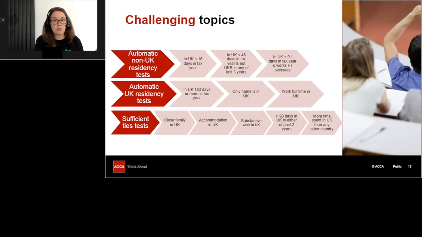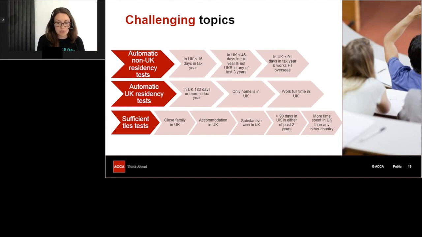Now, if you have gone through the automatic non-UK tests and nothing applied, and you went through the automatic UK resident test and nothing applied, only then do you worry about the sufficient ties tests, which you're going to have to memorise, which are: do they have close family in the UK? So by that we mean a spouse, a civil partner, or a minor child. Or do they have accommodation in the UK that they've used in the tax year? Do they do substantive work in the UK?